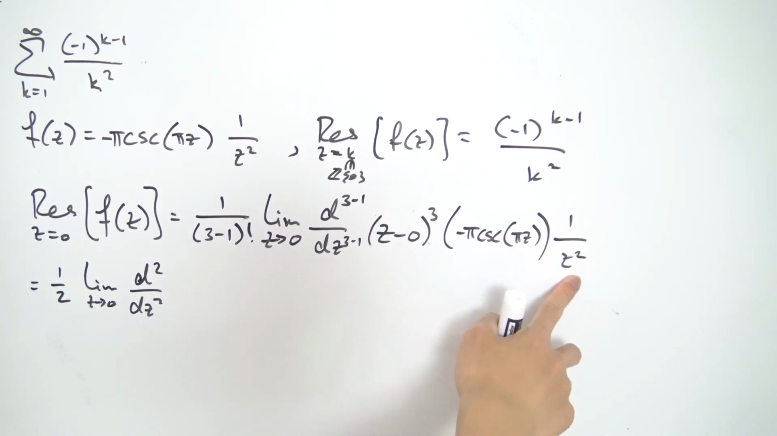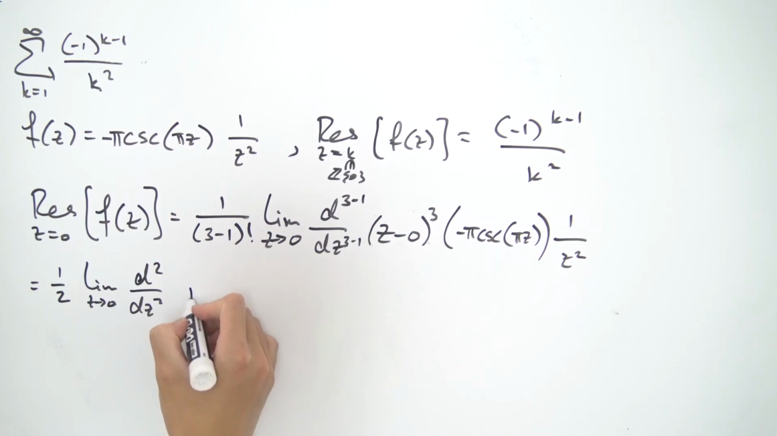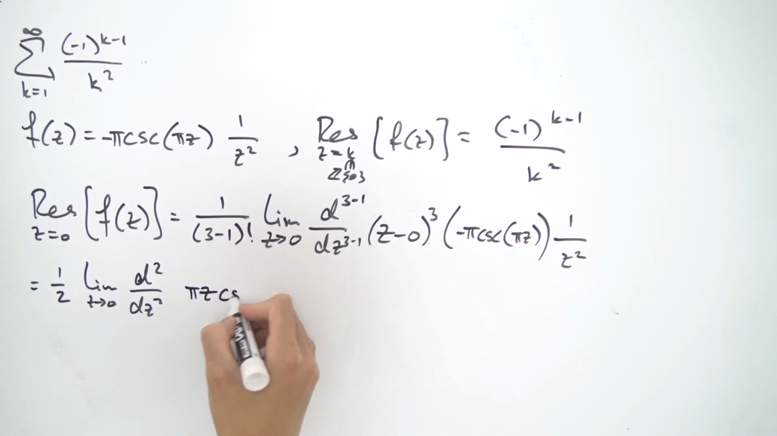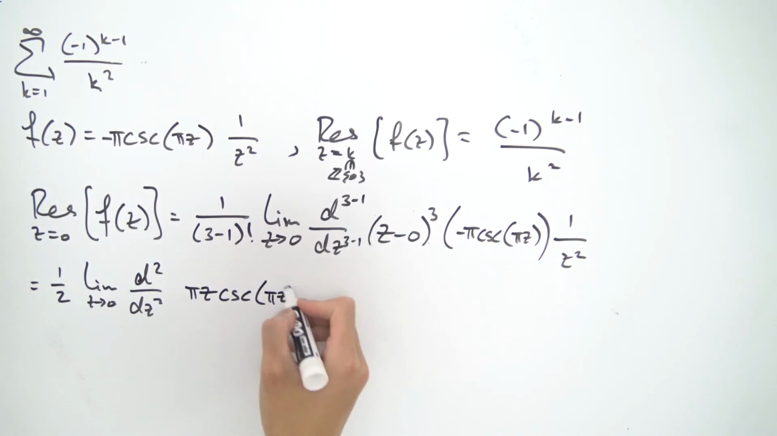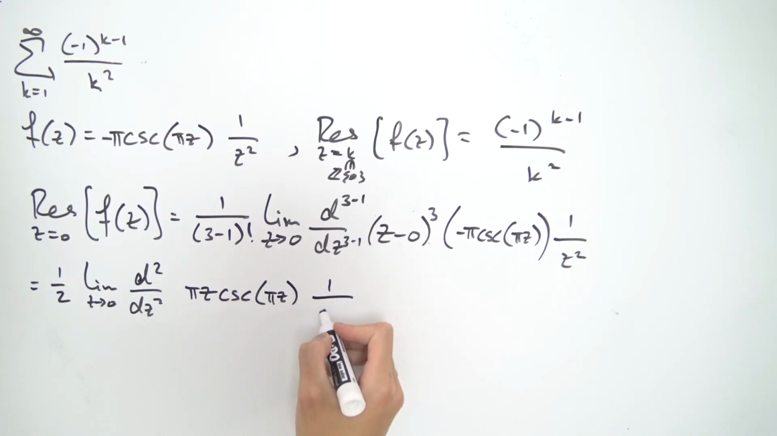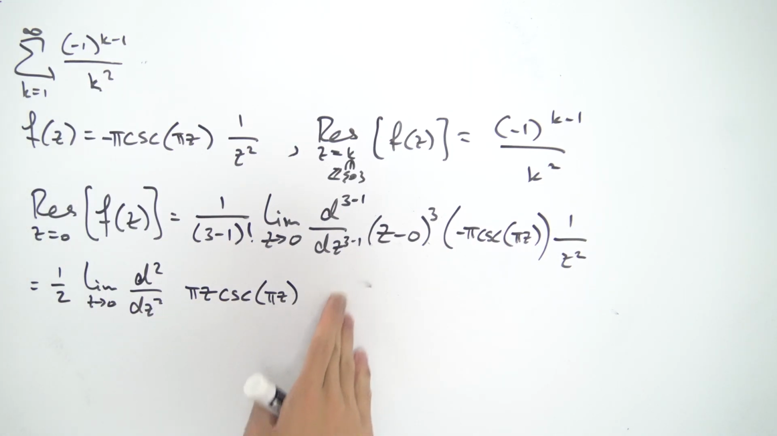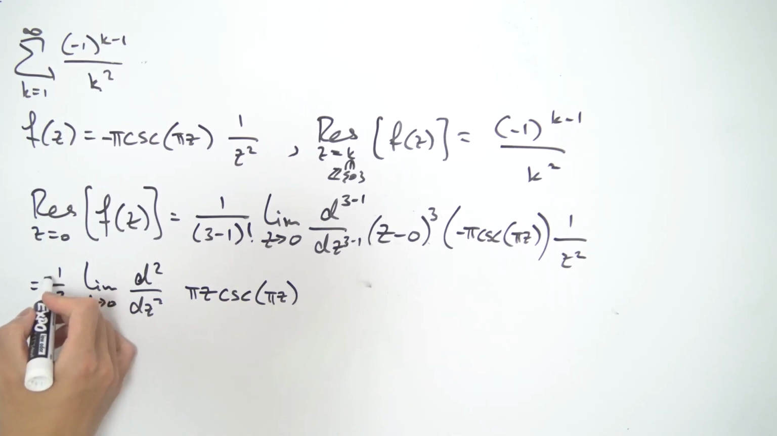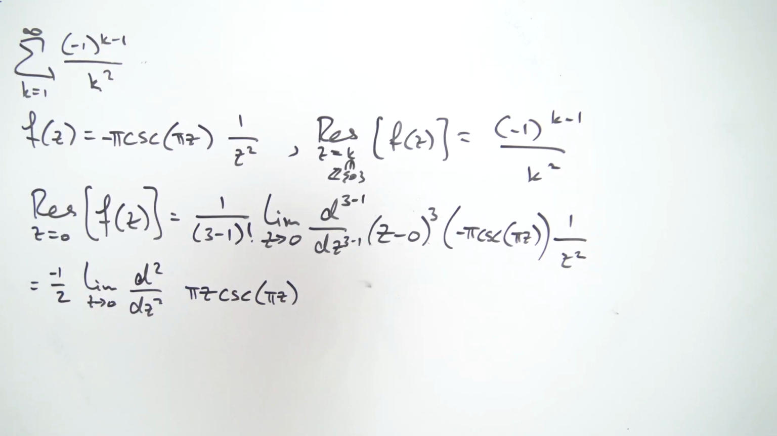We can cancel out a little bit with the z squared over here. So z cubed divided by z squared just leaves us with the z. So we have pi times z times the cosecant of pi z, actually that's gone, so we just have pi z times the cosecant of pi z. And of course we still have this negative, so let's chuck that up to the front.